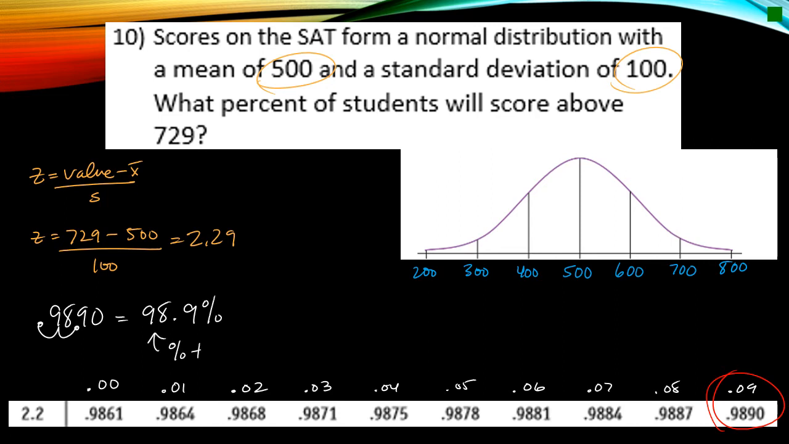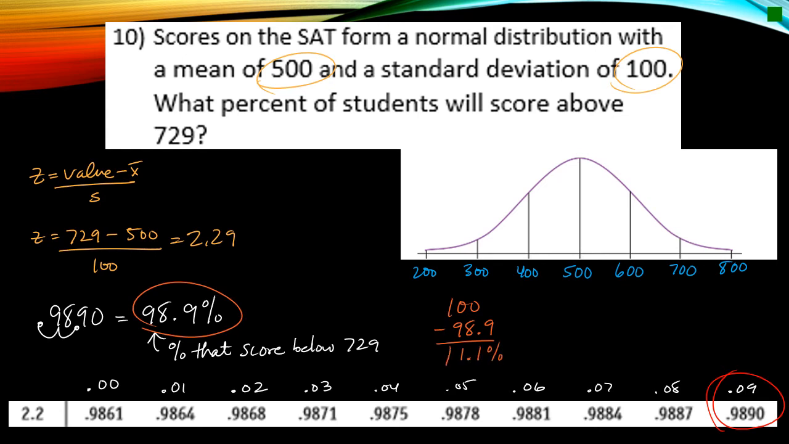So this is the percent that score below 729. And we want the percent that scores above. So what we're going to do is take this percentage here and we're going to subtract it from 100. So 100 minus 98.9. And when you do that, you get 1.1. So 1.1% is the actual answer to this problem, and that is telling you the percent of students who will score above 729 on the SAT.